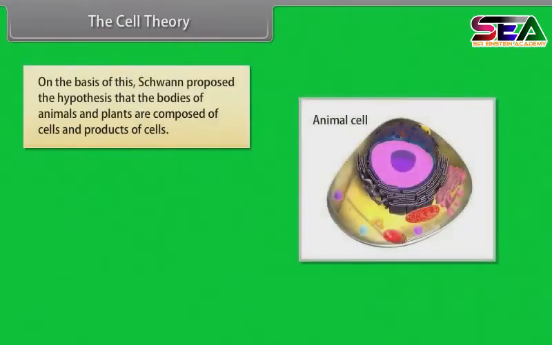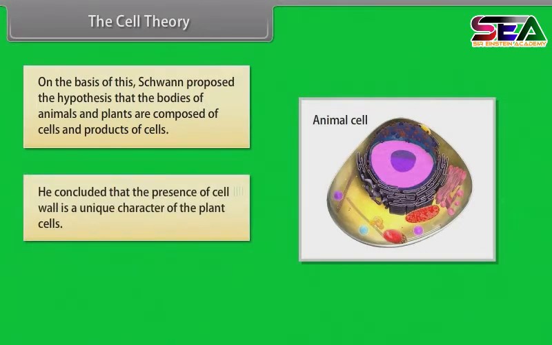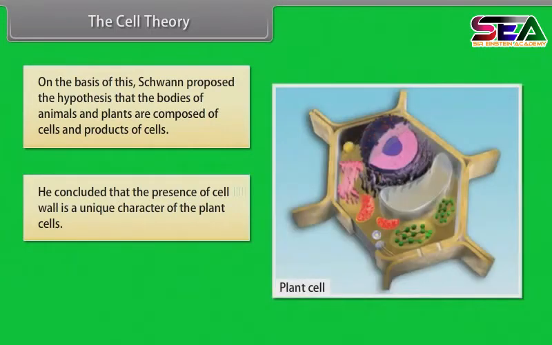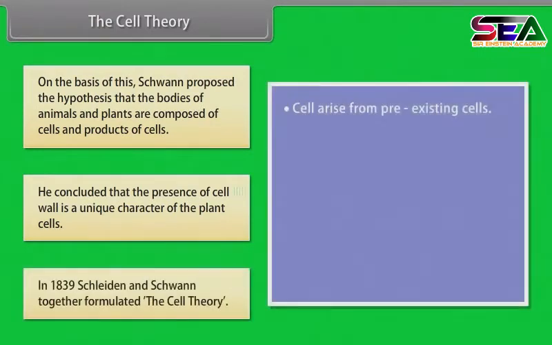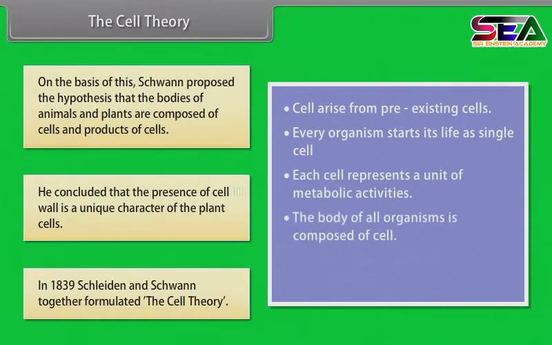On the basis of this, Schwann proposed the hypothesis that the bodies of animals and plants are composed of cells and products of cells. He concluded that the presence of cell wall is a unique character of the plant cells. In 1839, Schleiden and Schwann together formulated the cell theory.